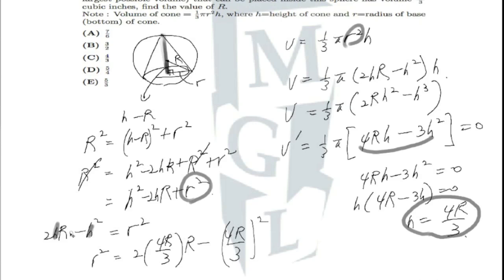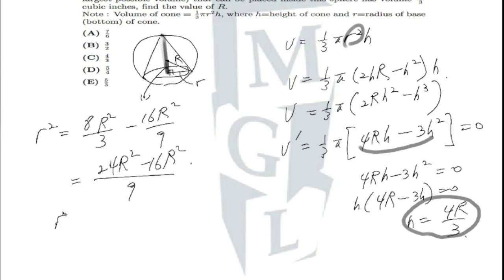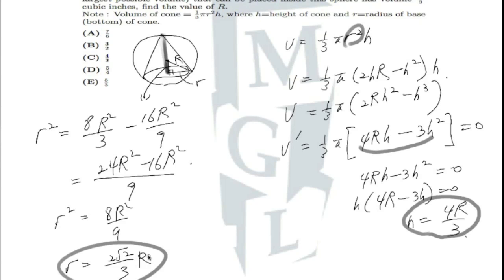Okay, so what I did was replace that. That's that. That minus h squared is this thing here. Okay, so multiplying 4 and 2 and squaring this whole term, I get this. Okay. So common base is 9. So 24R squared minus 16R squared. Which means r squared is equal to 8R squared over 9. So r is then root of 8 over 9, which is 2 root 2 over 3 R. Okay, so now I have both h as well as the small r in terms of big R.